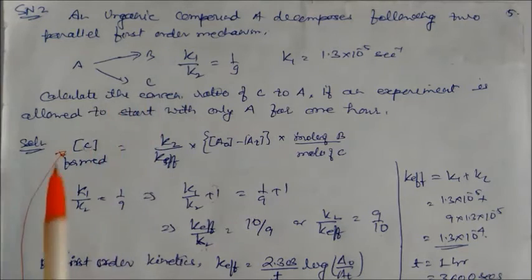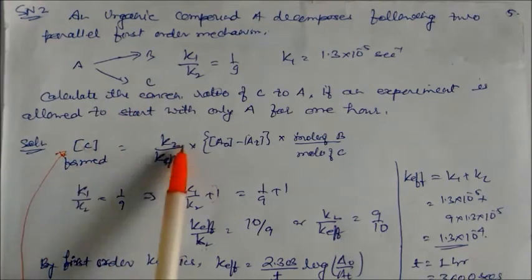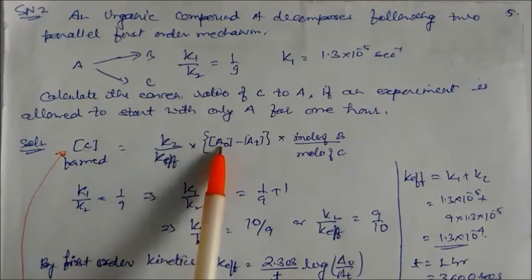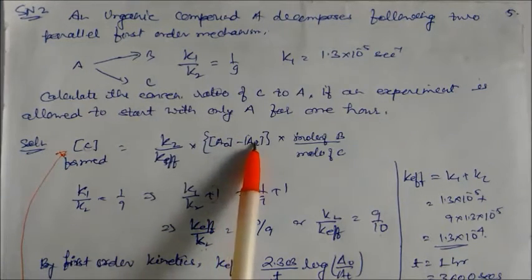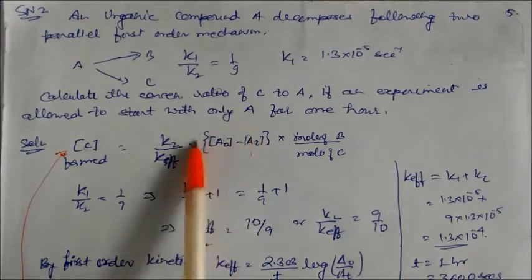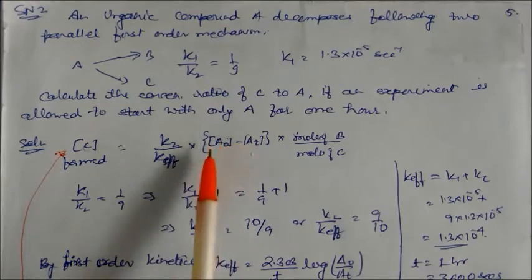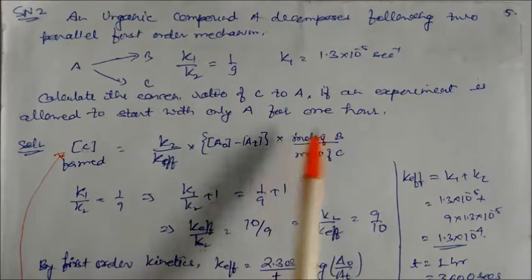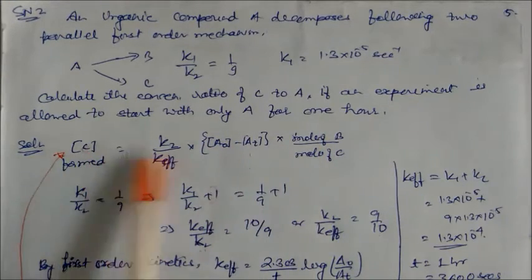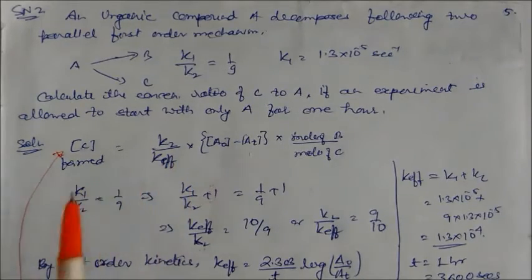So how much concentration of C is formed? This will be your K2 by K effective into the initial concentration of A minus At. So the concentration of A that decomposes, this will become your total decomposed A product. So A minus A left will give you A decomposed, into the ratio of their moles of B by moles of C. Now K1 by K2, find the K effective.